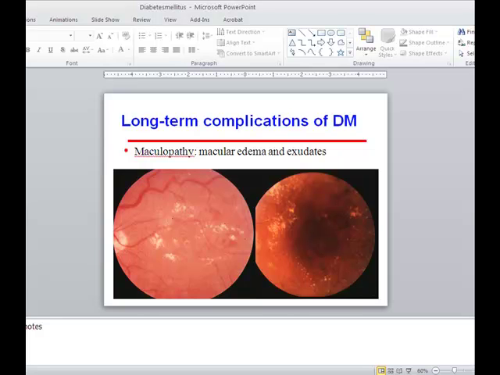Okay, another complication of diabetes, as far as the retina is concerned, is maculopathy. What we talked about so far was background, early background diabetic retinopathy. In maculopathy, it means that the macula is involved, and you could have fluid leaking in the macular region, and/or you could have hemorrhages in that region. But most of the fluid that leaks over time could be absorbed.